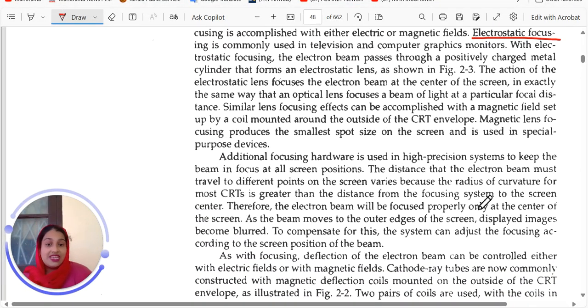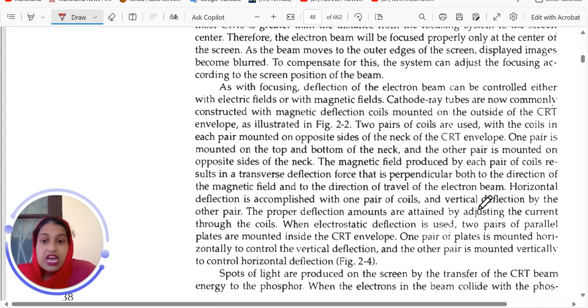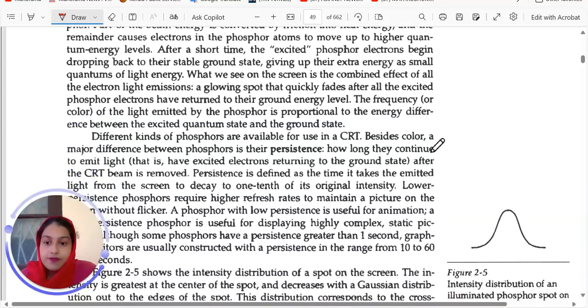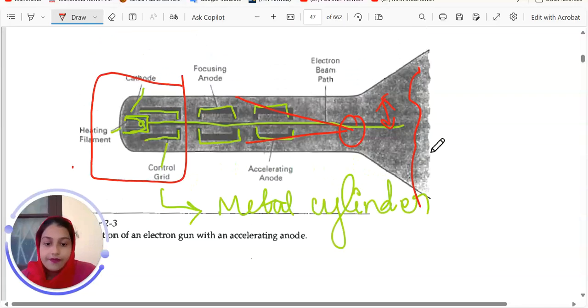Additional focusing hardware is used in high precision systems. So this is more detail about the hardware and focusing systems. As with focusing, deflection of the electron beam can be controlled either with electric or magnetic field. Cathode ray tubes are now commonly constructed with magnetic deflection coils mounted on the outside of the CRT envelope. In this case, we use two pairs of coils with the coils in each pair mounted on opposite sides. This is the structure of how it is formed. Now, we'll go through the details of it.